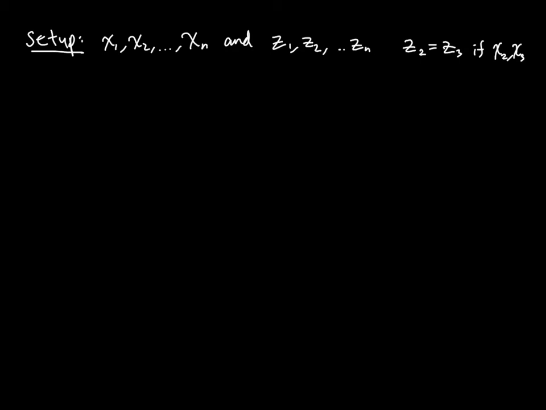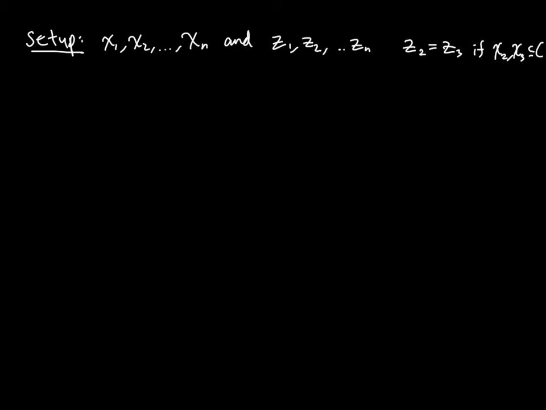So what we have here, the setup, is that we will have x1, x2, xn data points, right? And we're going to have their respective clusters, so z1, z2, zn. So x1 belongs in cluster z1, x2 belongs in cluster z2. Like maybe z2 is equal to z3, for example, if x2, x3 belong into a certain cluster, right?